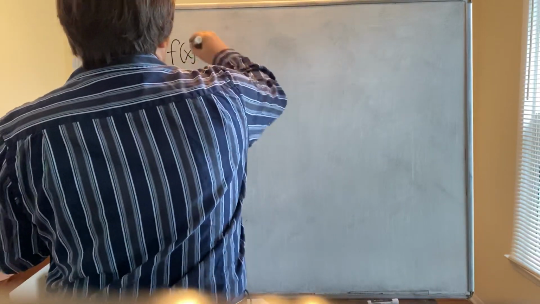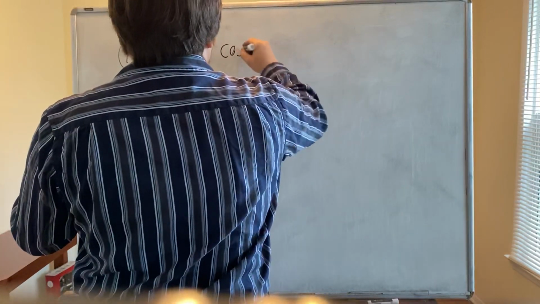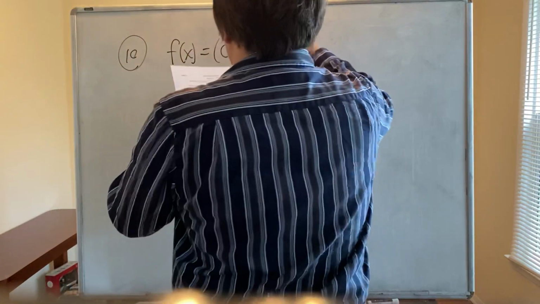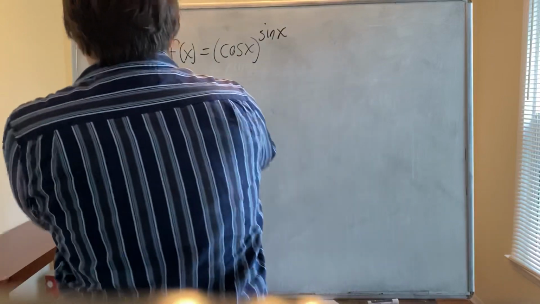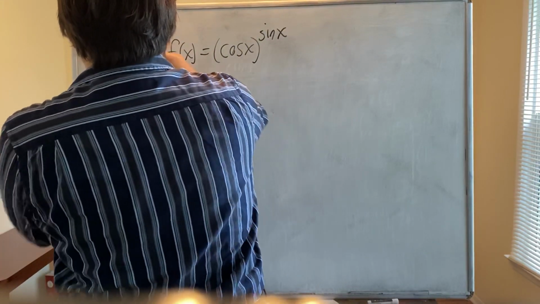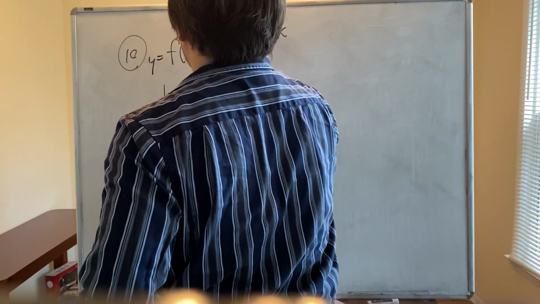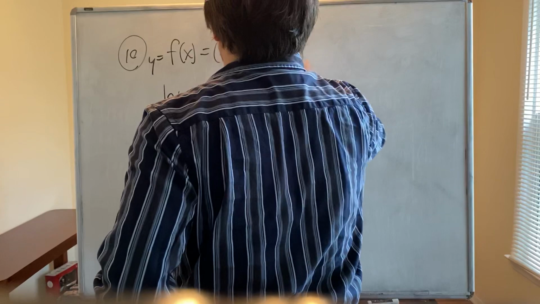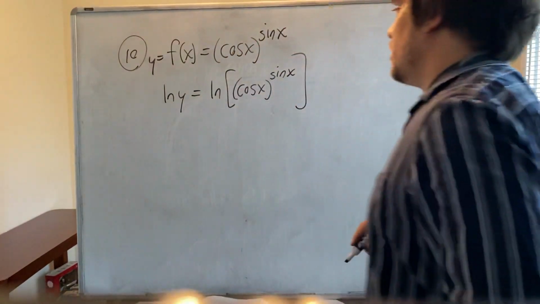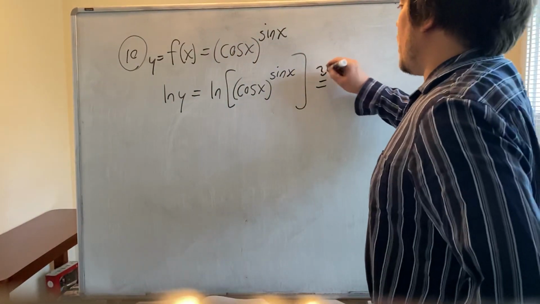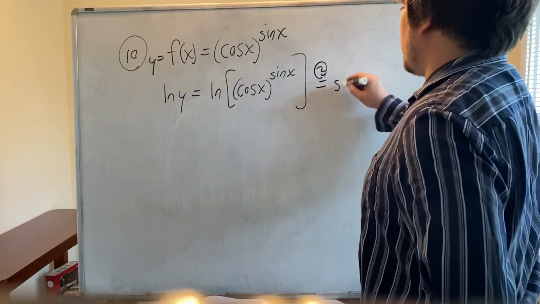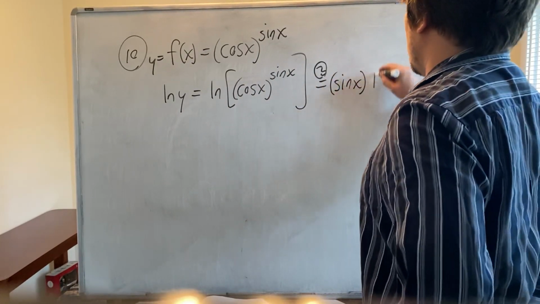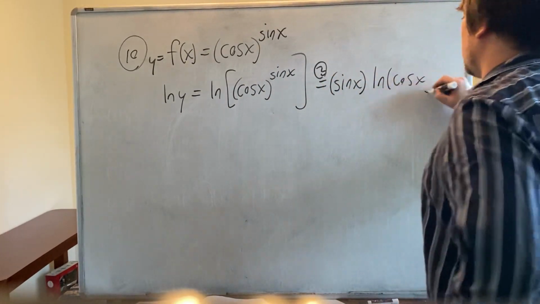So f of x is equal to cosine x raised to the sine x. Take ln of both sides. I'm going to let y equal f of x here. So ln y is equal to ln of cosine x to the sine x. By the third law of logarithms, you can move the sine x in front. You get sine x times ln of cosine x.